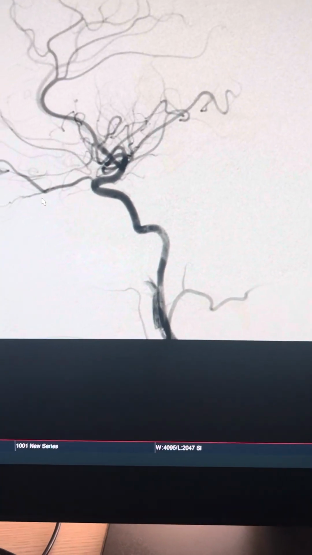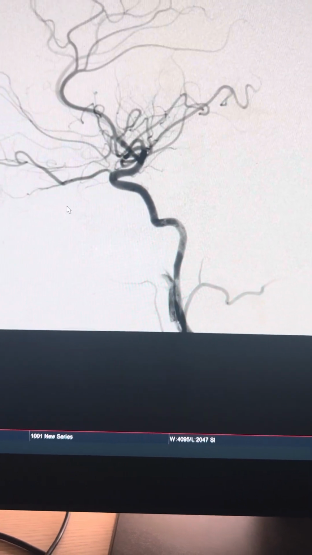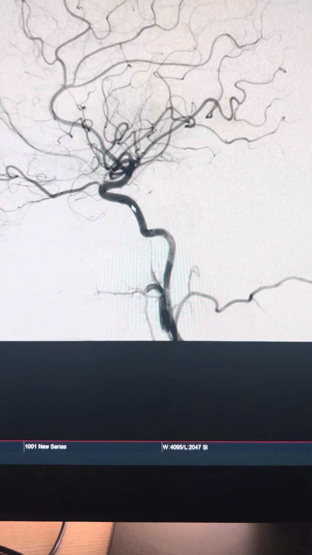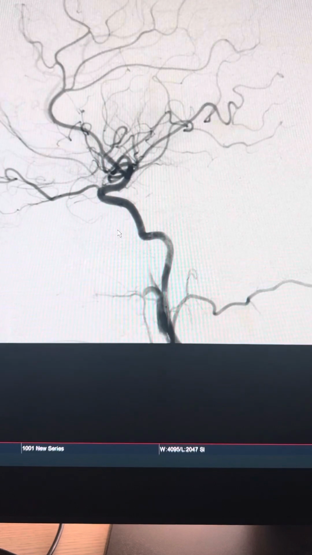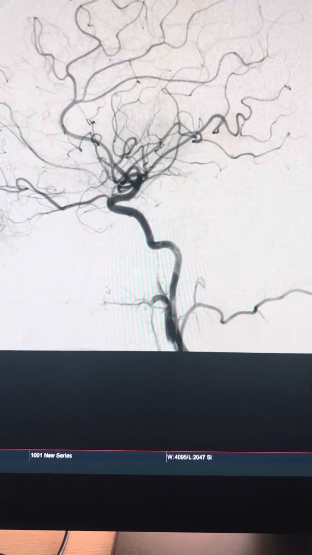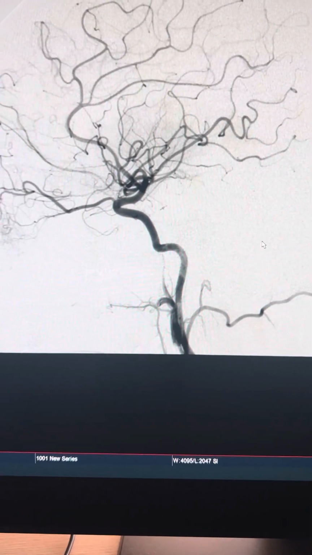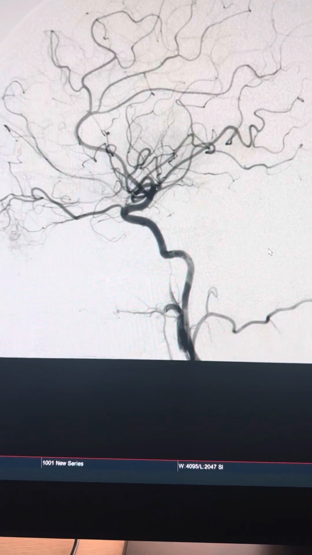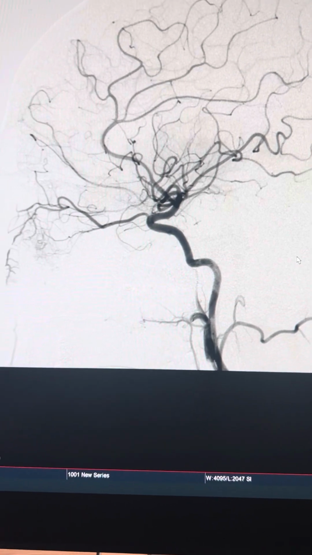And this is the final picture. This is from the internal carotid again. You can see that there's no more filling from above. The external carotid is controlled, as you can see over here, very slow flow coming in. So this was a complete angiographic cure. The patient did very well. She had no more residual symptoms, and this is a good final result.